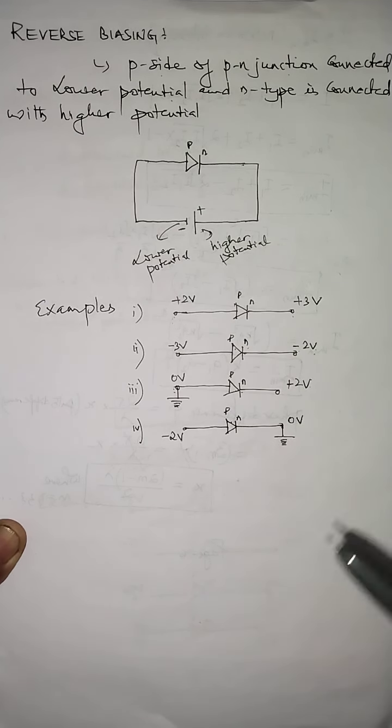So children, in this particular video, I explained the biasing of a PN junction diode, both forward biasing and reverse biasing. Now in the next YouTube video, we will learn the working of a PN junction diode under forward biasing and reverse biasing.